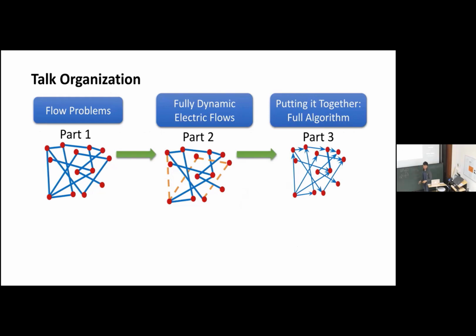The talk is going to have 3 parts. In the first part, I'll just introduce flow problems. This is the max flow and the electric flow problems. In part 2, I'll talk about data structures for electric flows. And then in part 3, I'll give a heuristic analysis of why our electric flow data structures imply an improvement in sparse graphs.